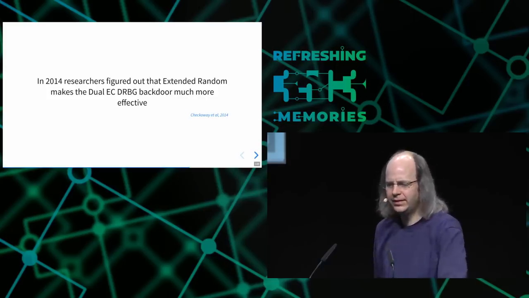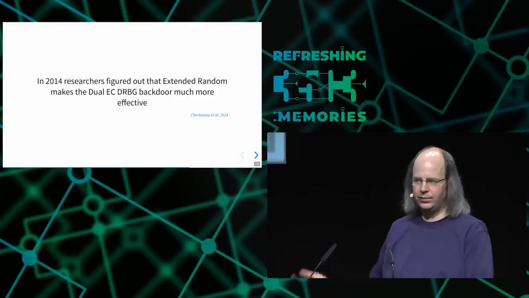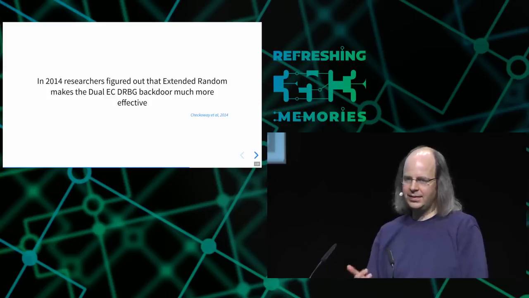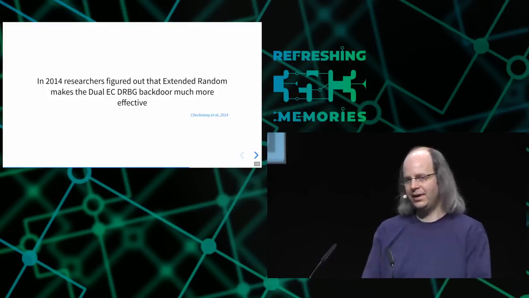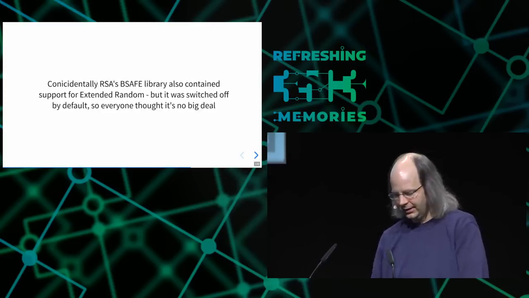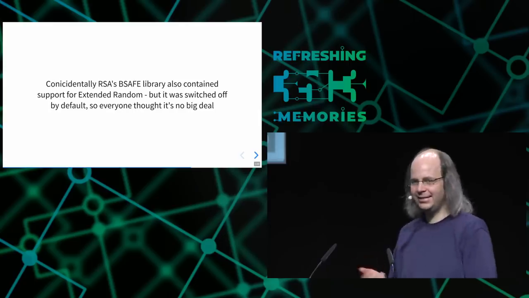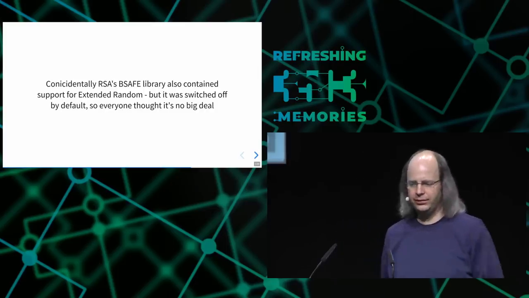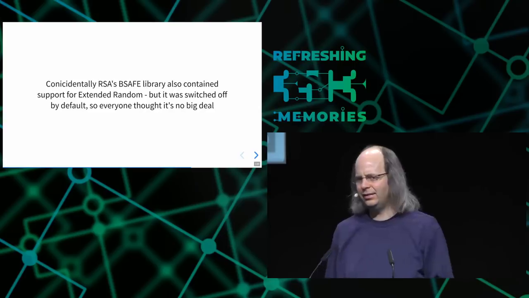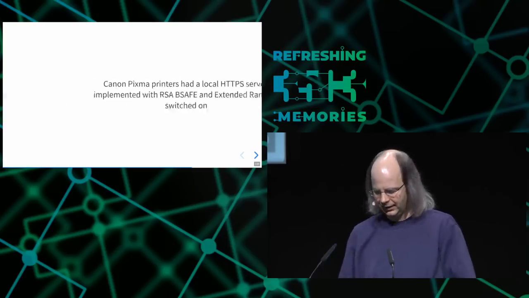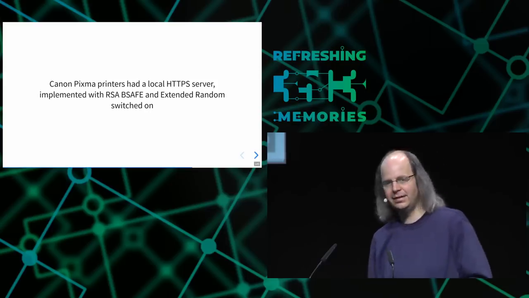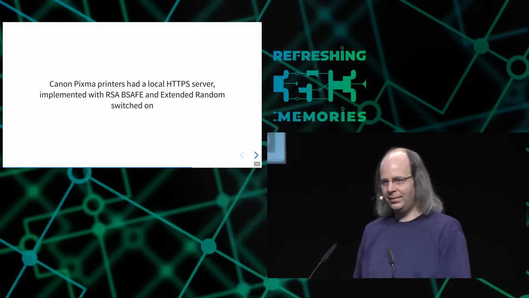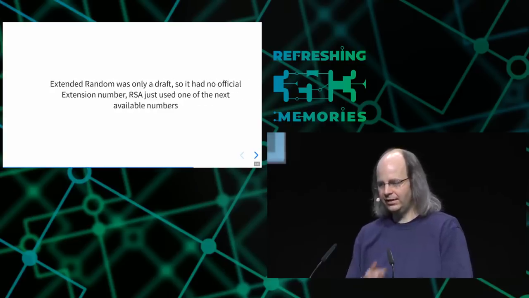And in 2014, a research team looked closer at this Dual EC random number generator and figured out that if you use this extended random extension, then it's much easier to exploit this backdoor in the random number generator. And coincidentally, RSA's TLS library, BSAFE, also contained support for that extension, but it was switched off, and they didn't find any implementations that actually used it, so it was thought of, okay, this was no big deal, right? But actually, it seems these Canon printers had enabled this extension, and they used this RSA BSAFE library and enabled this extended random extension, which was only a draft.